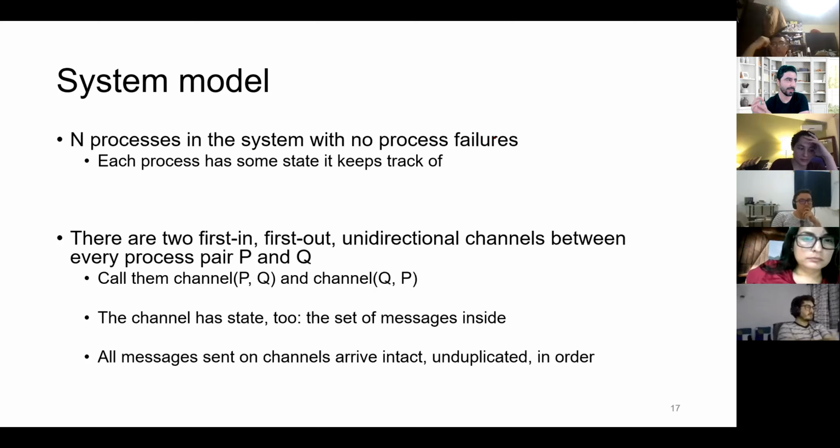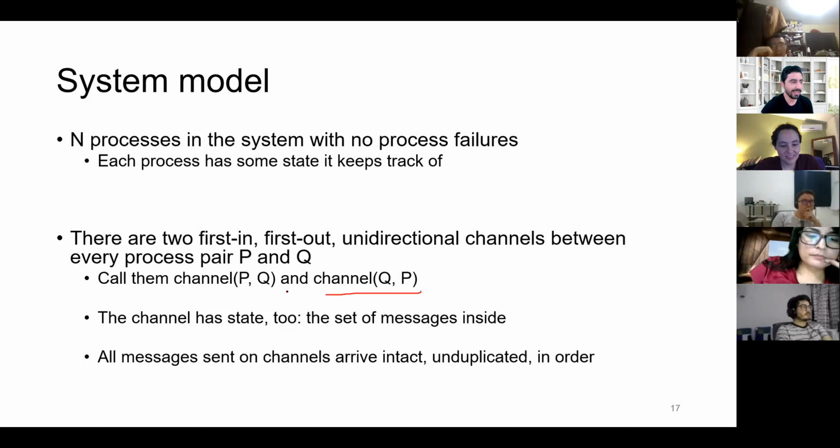And we are talking about the processes, okay? So for now there is no failure. Let's say they're all working fine, but I want to have the state of my distributed system. I want to know at each given time, or the time that I want, what is the state of my distributed system. So again, consider there are first in, first out unidirectional channels between every process pair, let's say P and Q. So between every 2 processes, we have 2 unidirectional FIFO channels, first in, first out. We call them channel PQ and channel QP.